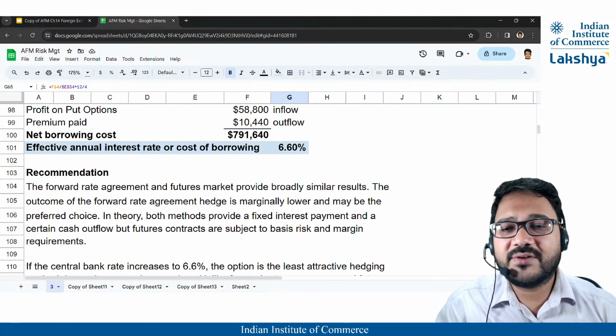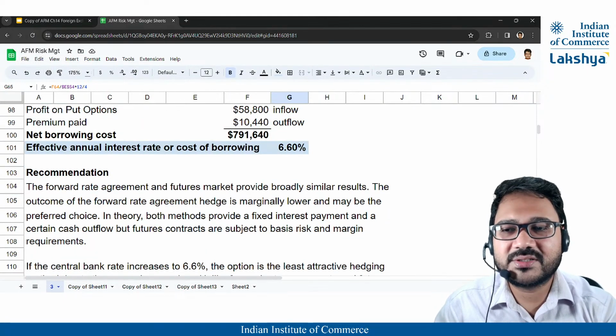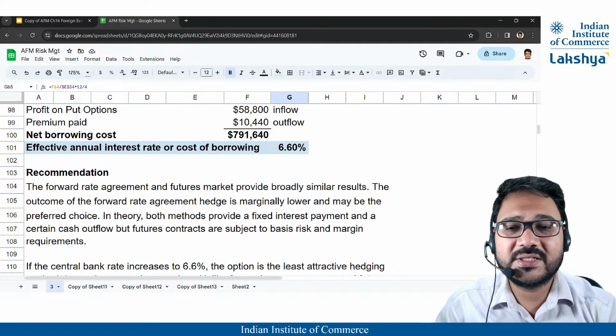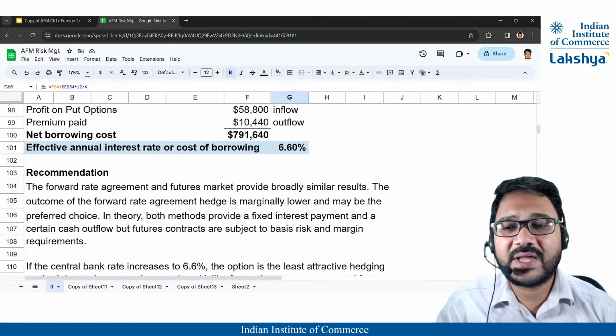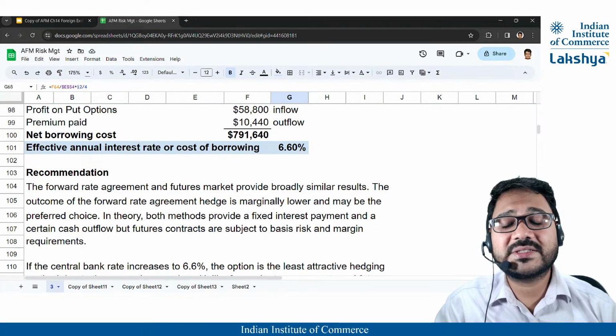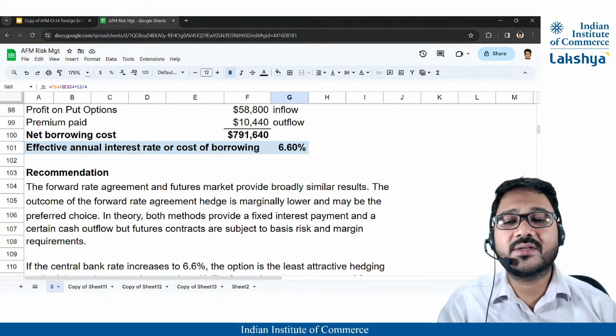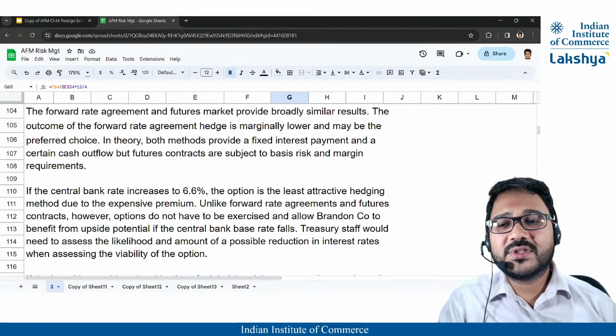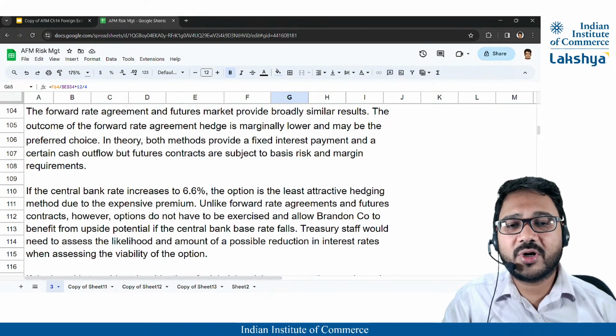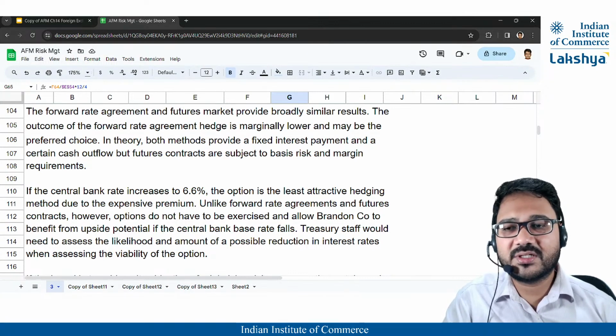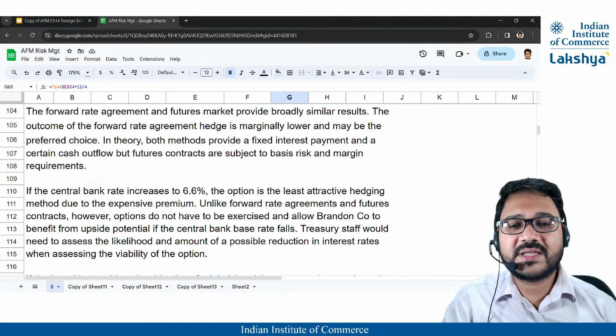Forward rate agreements and futures provide broadly similar results. The outcome of the forward rate agreement is marginally lower and may be the preferred choice. In theory, both methods provide a fixed interest rate payment and certain cash outflows, but futures contracts are subject to basis risk and margin requirements. Now, if the central bank rate increases to 6.6%, the option is the least attractive hedging method due to the expensive premium. Unlike forward rate agreements and futures contracts, however, options do not have to be exercised and allow Brandon to benefit from an upside potential if central bank rates were to fall.